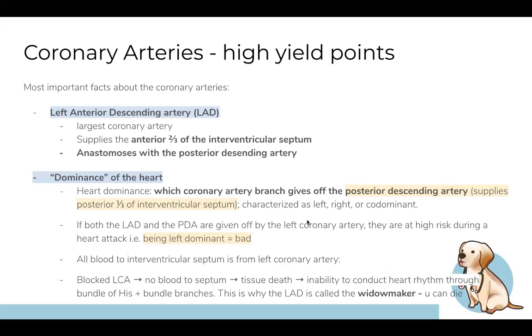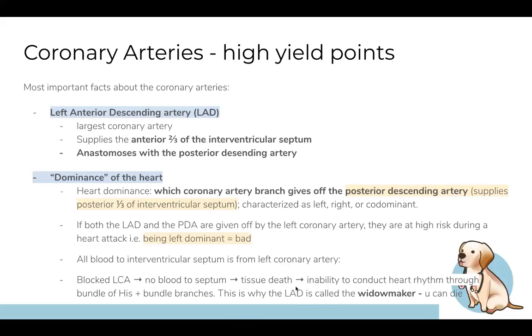If you are left dominant, this is quite bad. If you're left dominant, both the LAD and the PDA are given off by the left coronary artery. This means you're at high risk during a heart attack, because all of the blood to your interventricular septum is from your left coronary artery. So if you have a blocked LCA, you're going to have absolutely no blood to the septum, and this will lead to tissue death, and then you can't conduct heart rhythm through your bundle of His or bundle branches, because as we mentioned before, they run through the interventricular septum.